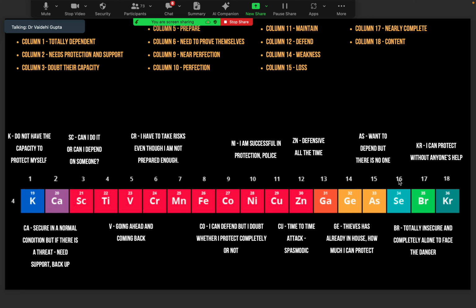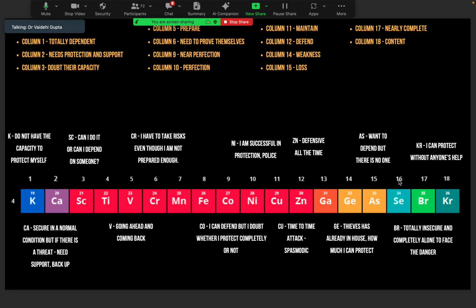That is nickel. Copper, it is a column for maintenance. So there is a time to time attack, spasmodic. He thinks that from time to time he will be alert, like, oh, is the thief there or not. So it is a time to time attack. Zinc, it is a column to defend. So they are defensive all the time. They are always alert. Like when there will be an intruder, I will fight him.